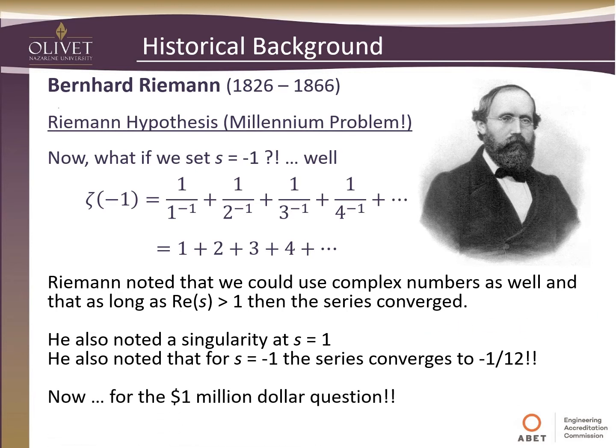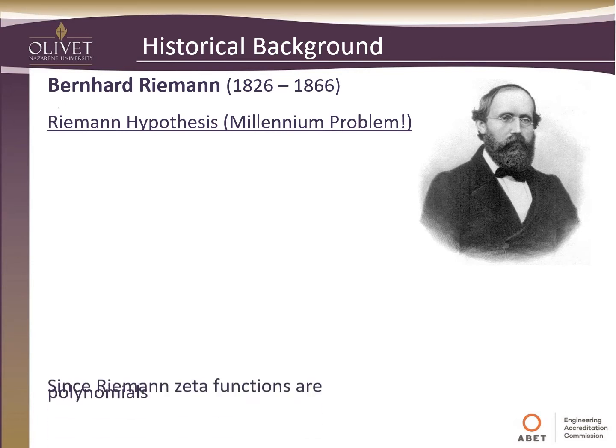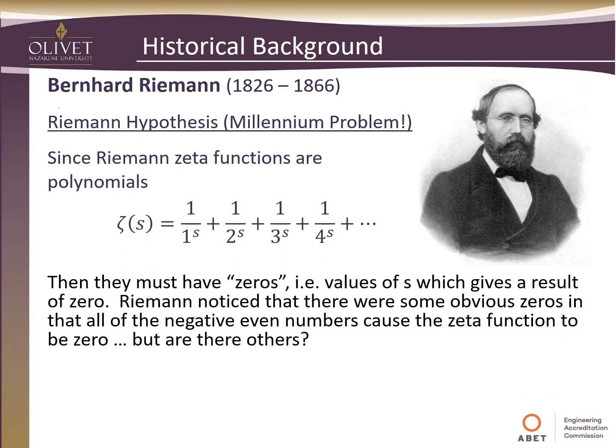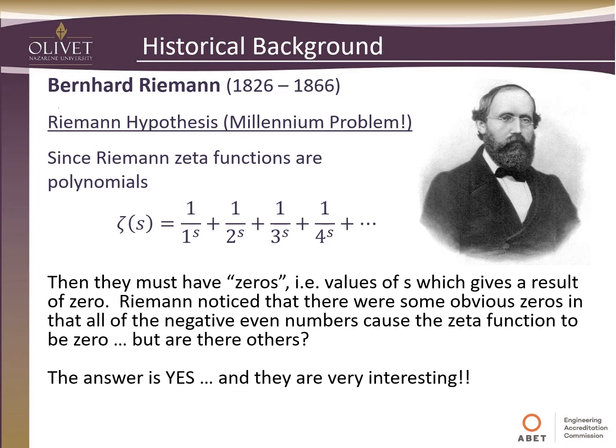But now for the $1 million question. Since Riemann zeta functions are in essence just polynomials, it's kind of a strange one, but it still is. That being the case, they must have zeros, that is, values of s which give a result of 0. So Riemann noticed that there were some obvious zeros: all the negative even numbers cause the zeta function to be zero, but more importantly, there's others. Of course, the question was, are there others? Yes, and they are incredibly interesting.